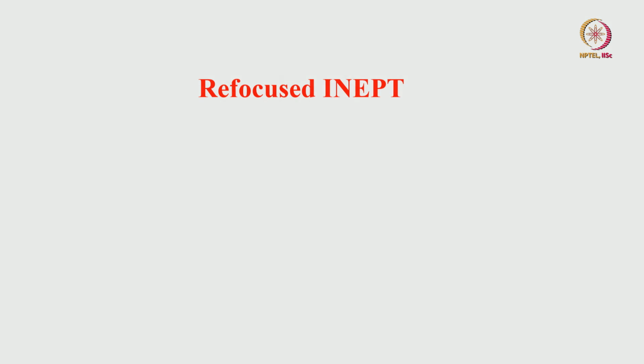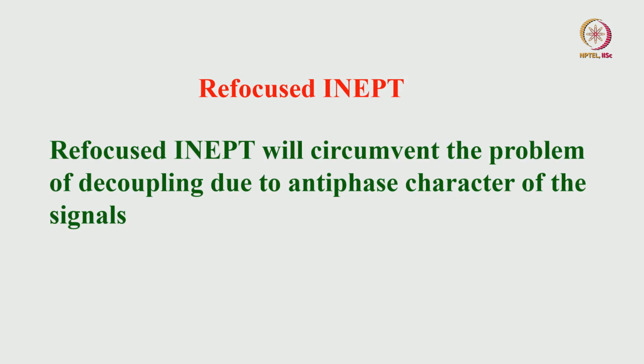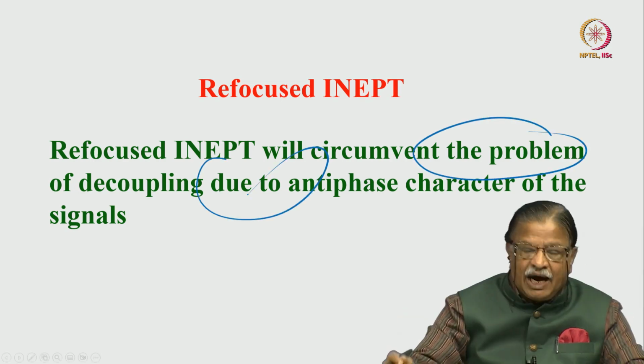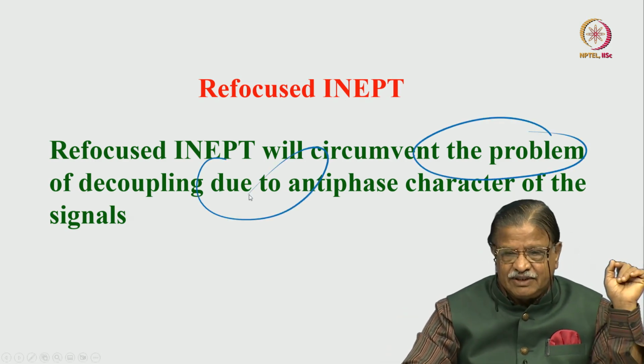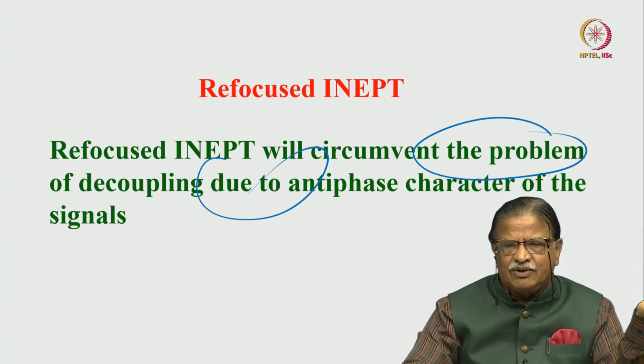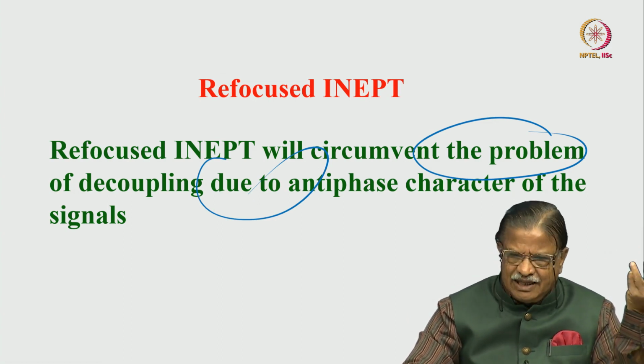We can do what is called a refocused INEPT. It is the same INEPT experiment with a 180 pulse in the middle, as in a spin echo for refocusing chemical shifts. We can extend further. The refocused INEPT will circumvent the problem of decoupling due to antiphase character. This is what we already discussed when we discussed the spin echo. There is nothing new in this.